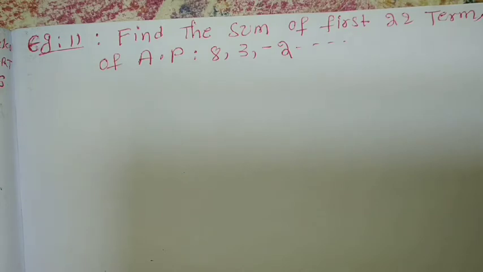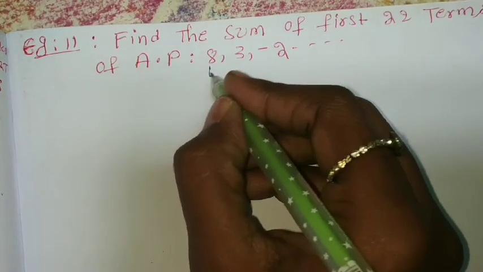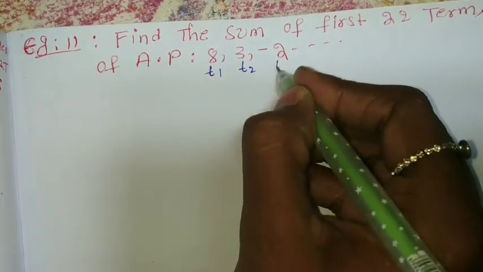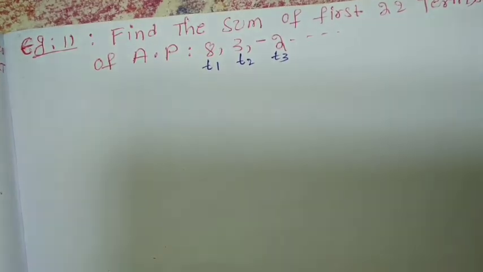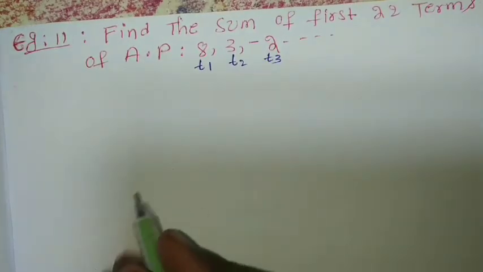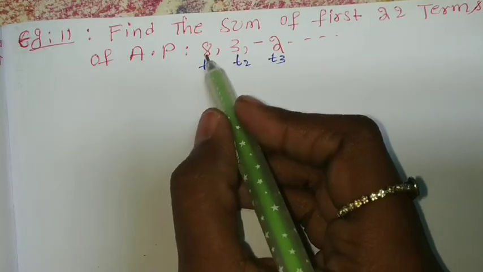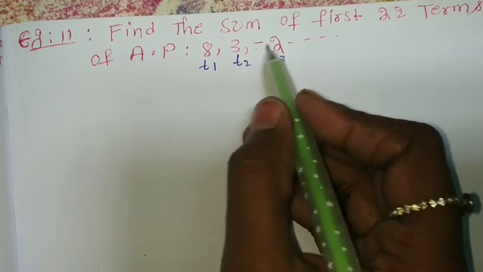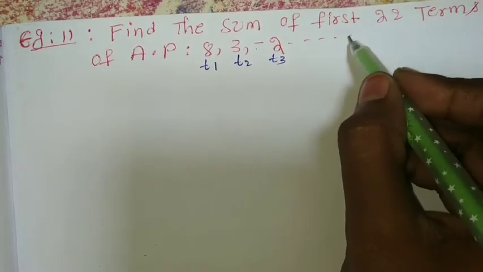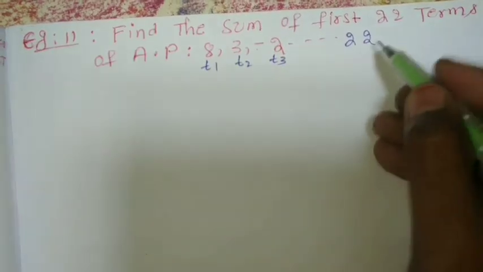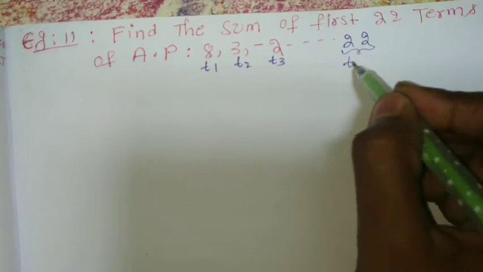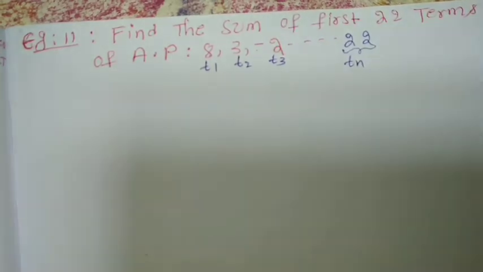Find the sum of first 22 terms of the arithmetic progression 8, 3, minus 2. We know that this is term 1, term 2, term 3. What we need to find is the sum 8 plus 3 plus minus 2 up to 22 terms. So here the 22nd term is the final term, that means the end of the terms.